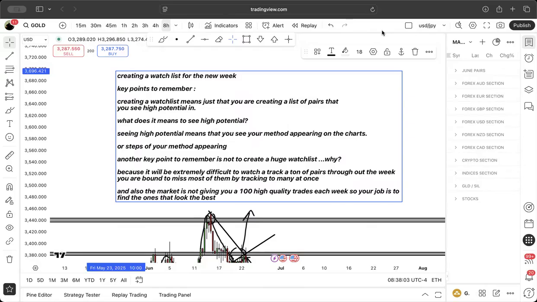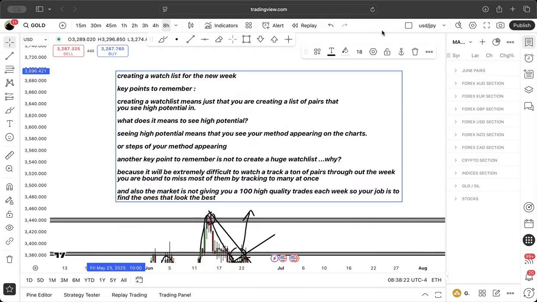Good morning. Right here, I want to break down how to create a watch list. Guys ask me all the time, how do I create my watch list and add things I want to trade for the weekend? It is very, very simple. So today we're going to break down in more detail how to get ready for the new week and how to create your watch list.